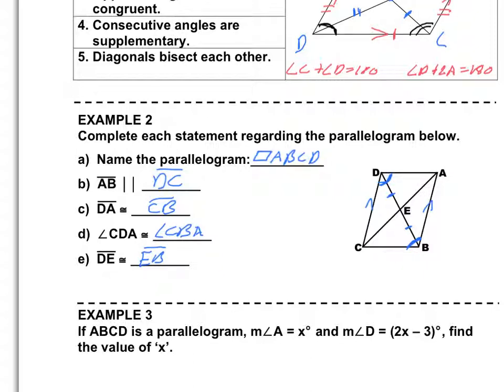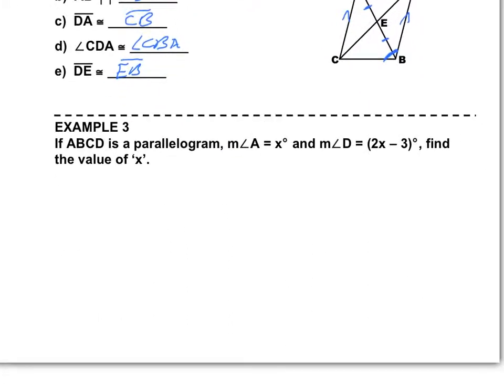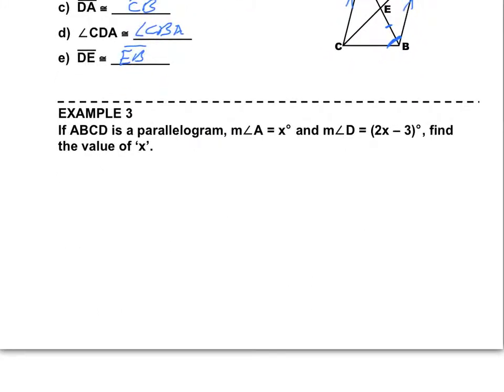Now, what happens when we throw in some algebraic expressions and ask people to solve this? Well, it just means that we get to do a little bit of work. It says ABCD is a parallelogram. All right, so I'm going to draw that since there's not one for me. Okay, we've got a parallelogram.